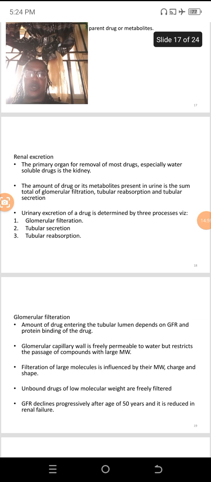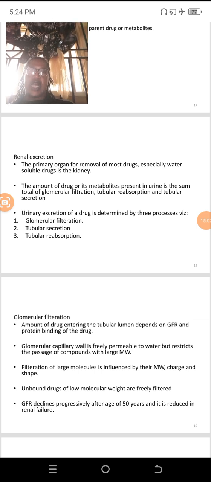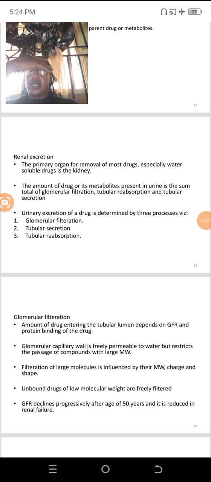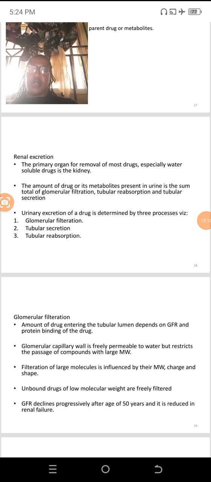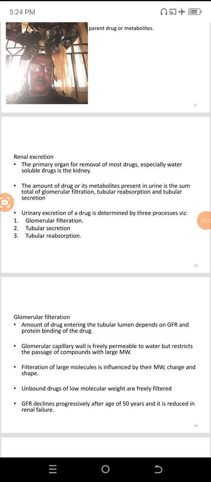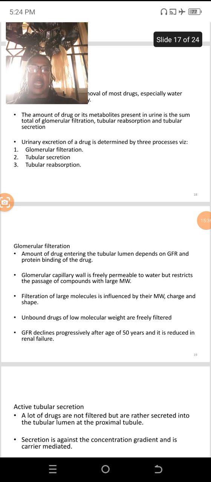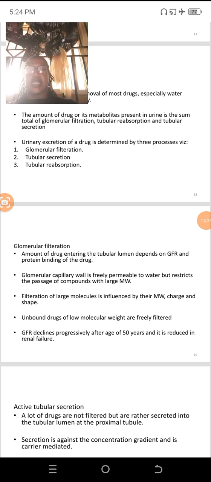So glomerular filtration: the amount of drug entering the tubular lumen depends on the glomerular filtration rate and the protein binding of the drug. Remember that the glomerular capillary wall is freely permeable to water but restricts the passage of compounds with large molecular weights. Filtration of large molecules is influenced by their molecular weight, charge, and shape. Also note that unbound drugs of low molecular weight are freely filtered.